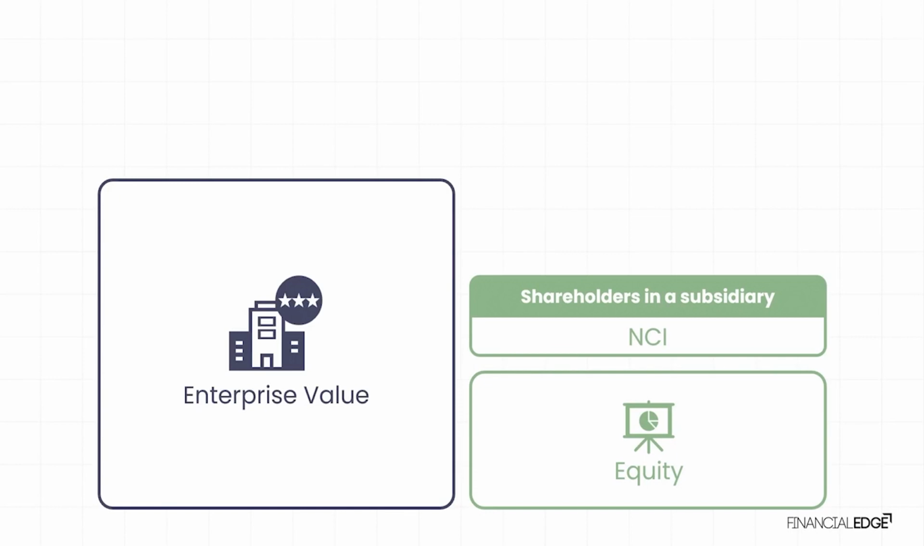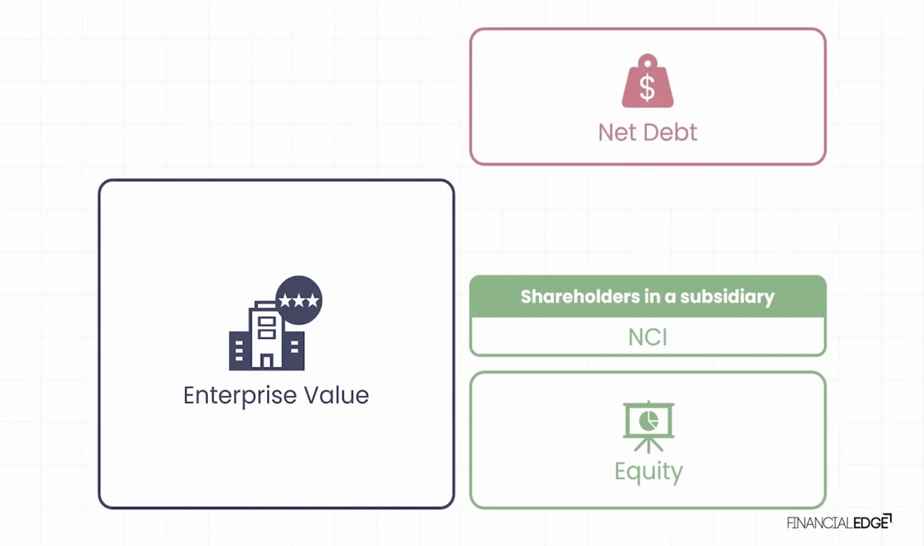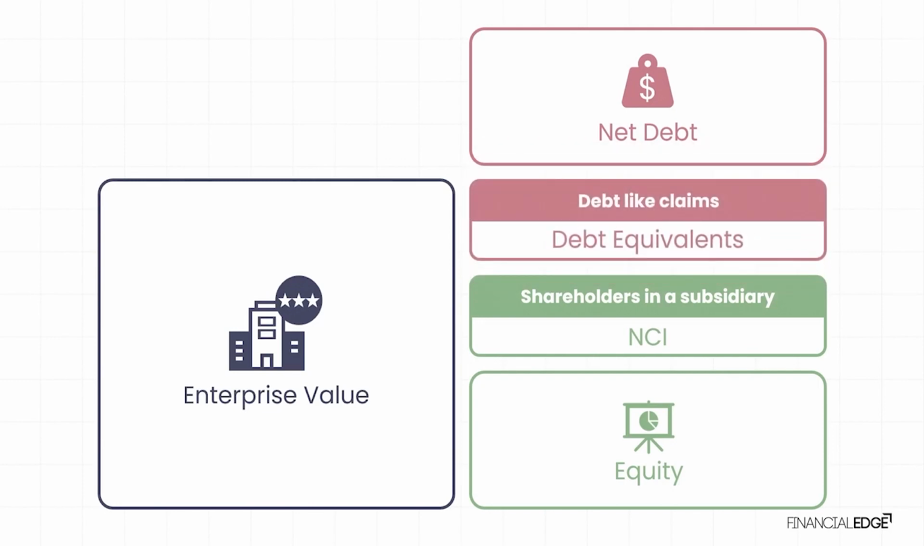Other sources of finance include net debt. Net debt is your total debt less any cash you have, so our true indebtedness is actually a bit less than our total debt. But it may also include any debt equivalents, and these are debt-like claims.